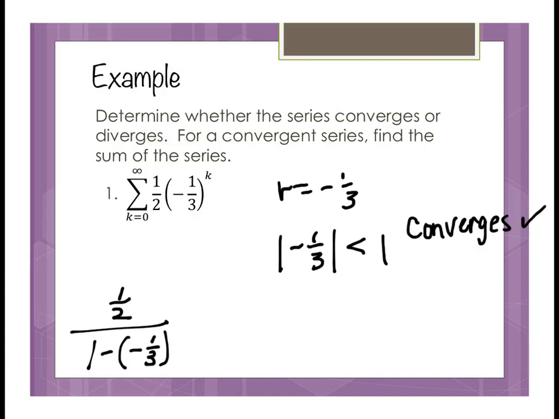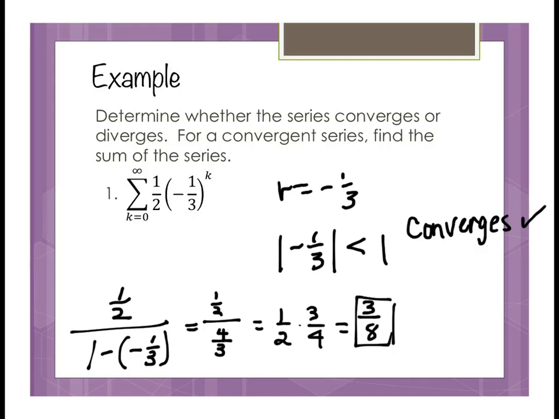So I've actually got 1/2 over what here? 4/3, which is 1/2 times 3/4, yeah? Which gives me a total of what at the end? 3/8. So if we added all of the terms, as if that were possible because this is an infinite series, but if we added infinitely many of the terms till it gets to infinity, it would get very close to the value 3/8, right? That's what this is saying.